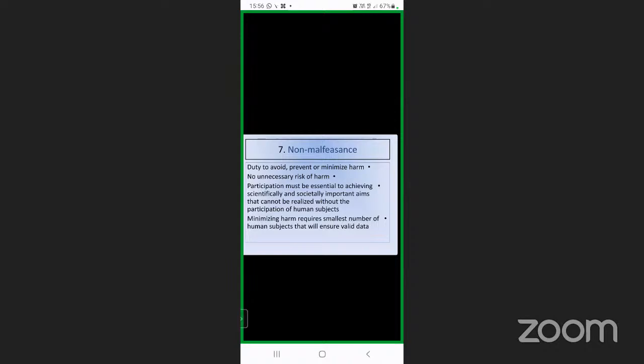We must have the participation of human subjects. And if the participation is there, then it is not the aim or the realization that is without the participation of human subjects. Minimizing harm requires the smallest number of human subjects that will ensure valid data. Okay, data is very important. Data is essential for getting this non-maleficence.